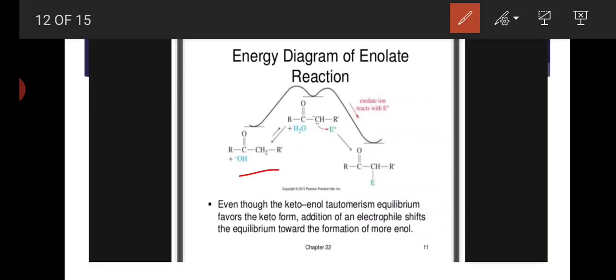Here we have RC double bond CH2R plus OH minus. This keto form in the presence of base is converted to the enolate ion, and again it is converted back to keto. This is the energy diagram. At the high peak, this is the enolate ion, and this enolate ion reacts with an electrophile and forms this product.